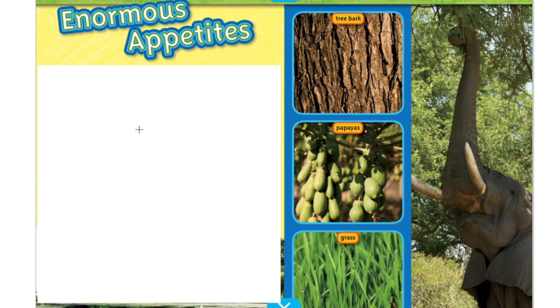Okay, rock stars, so let's look at the heading on this page. I see that it says enormous appetites. And I know that enormous is just another word for really big. And appetites, I know I've heard that word when people are talking about how much they eat or if they're really hungry. So I'm thinking that enormous appetites has something to do with how much the elephants eat. So maybe we are going to learn about what elephants eat and how much they eat. Let's read to find out.